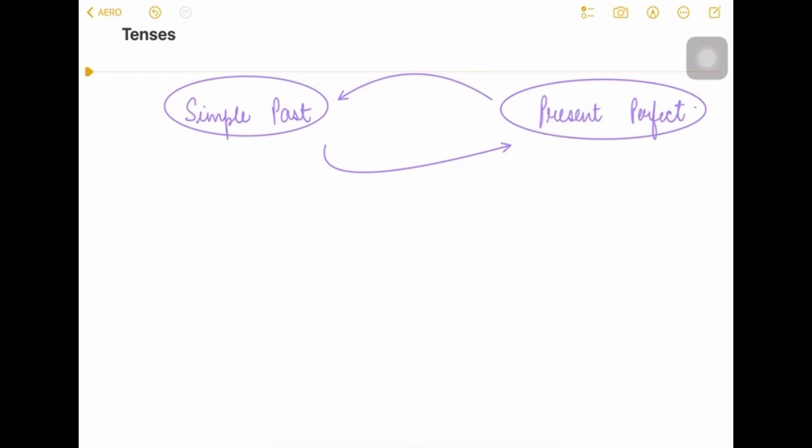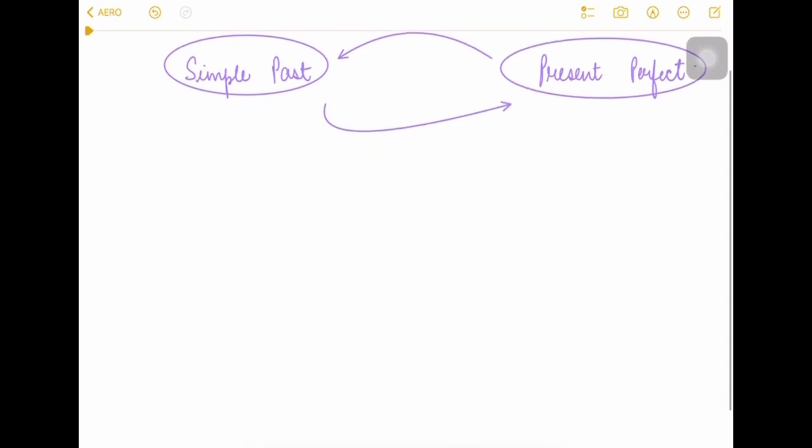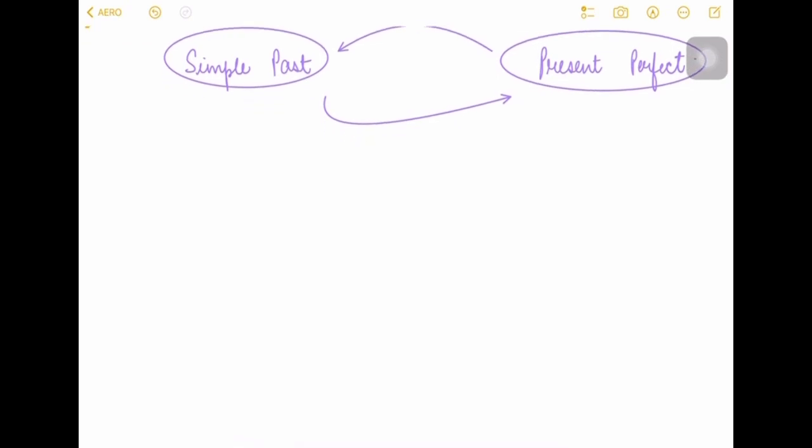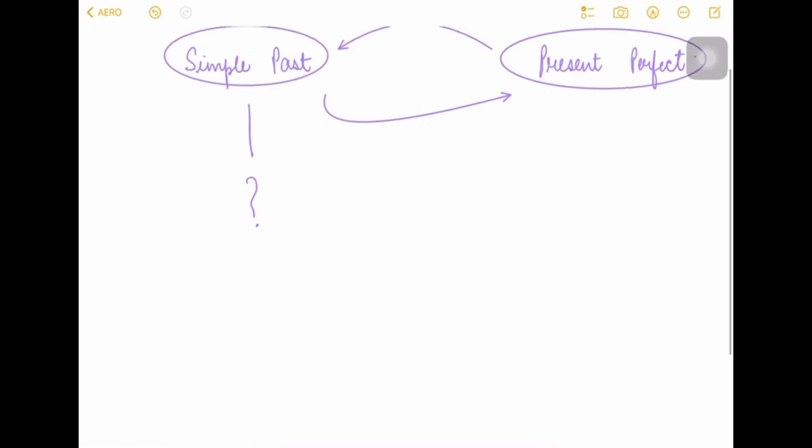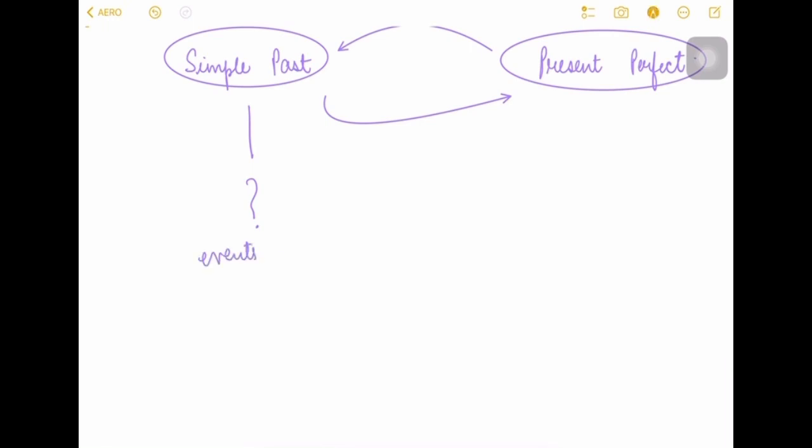So let's get started. First of all, we are going to talk about simple past. When do we have to use it? The first point to keep in mind is that we use simple past for events which are done. By done, I mean events which have finished. They do not have any effect or continuation in the present time.